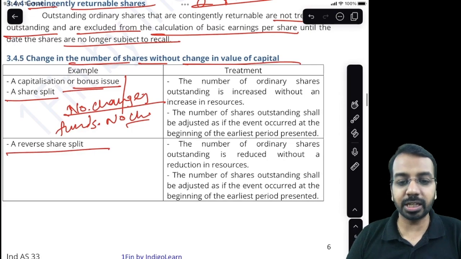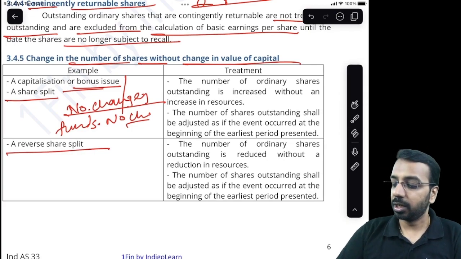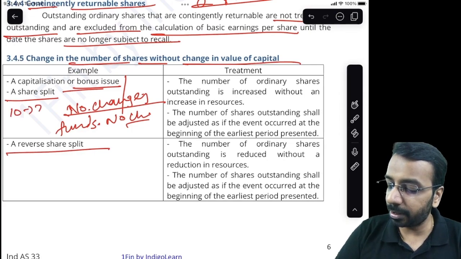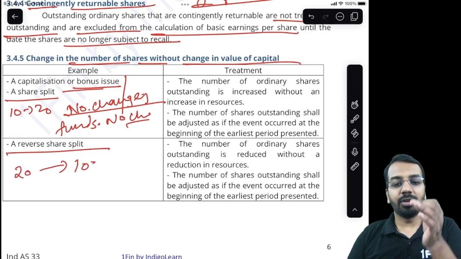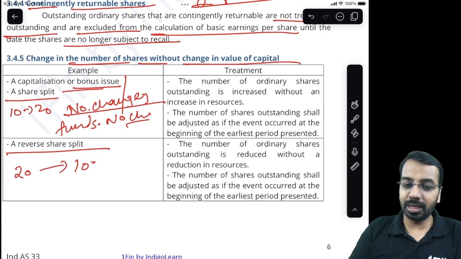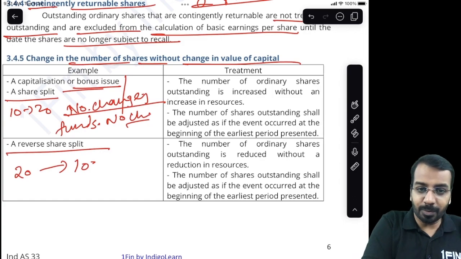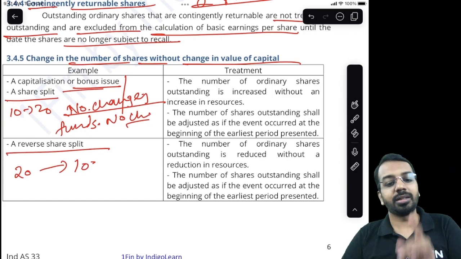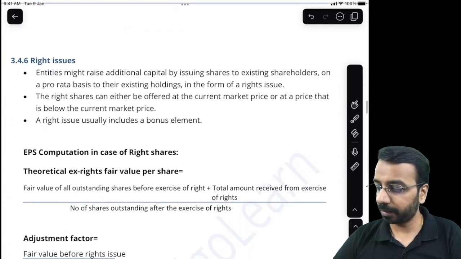Same way, if there is a reverse share split, again from the beginning of the period. So here it is like 10 shares becoming 20. Here, let us say, 20 shares becoming 10. In both cases, you will do the adjustment to the numbers as if the bonus had happened at the beginning of the period. If the previous period is reported, this adjustment is also done in the previous period.